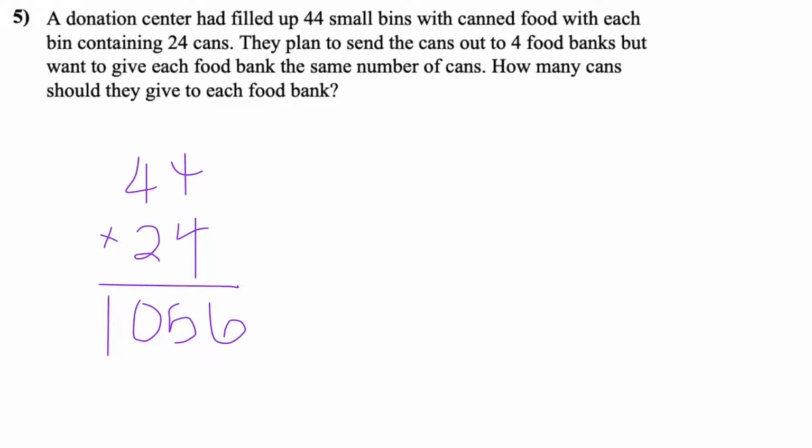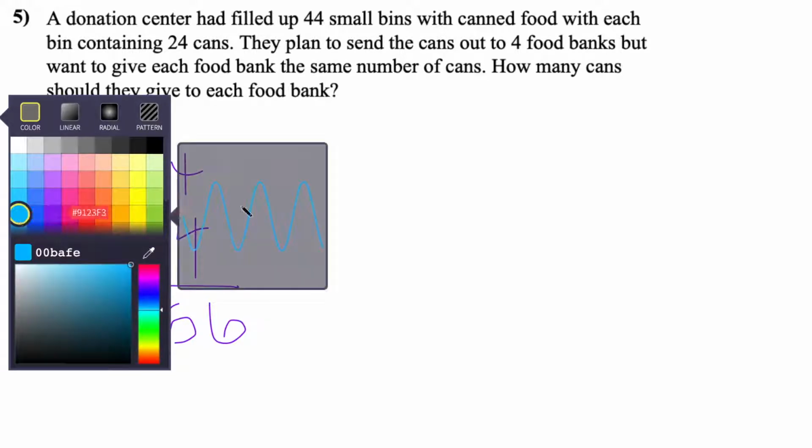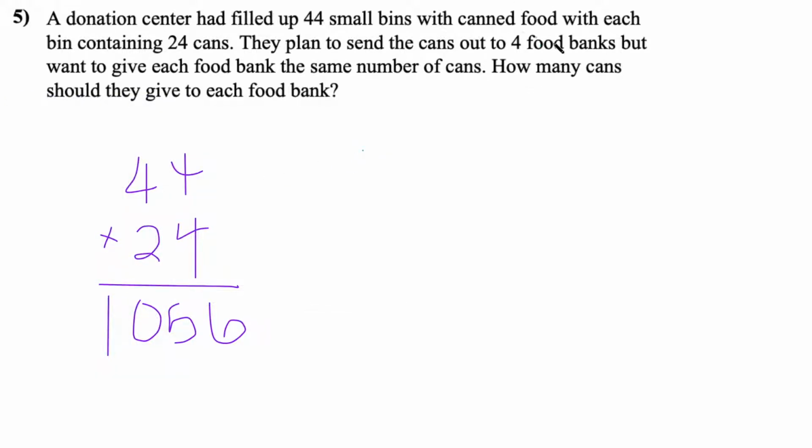Now, they want to send them out to 4 food banks, but they want to give each food bank the same number of cans. So this is how many total cans they have. So we're going to start with that. So 1,056.